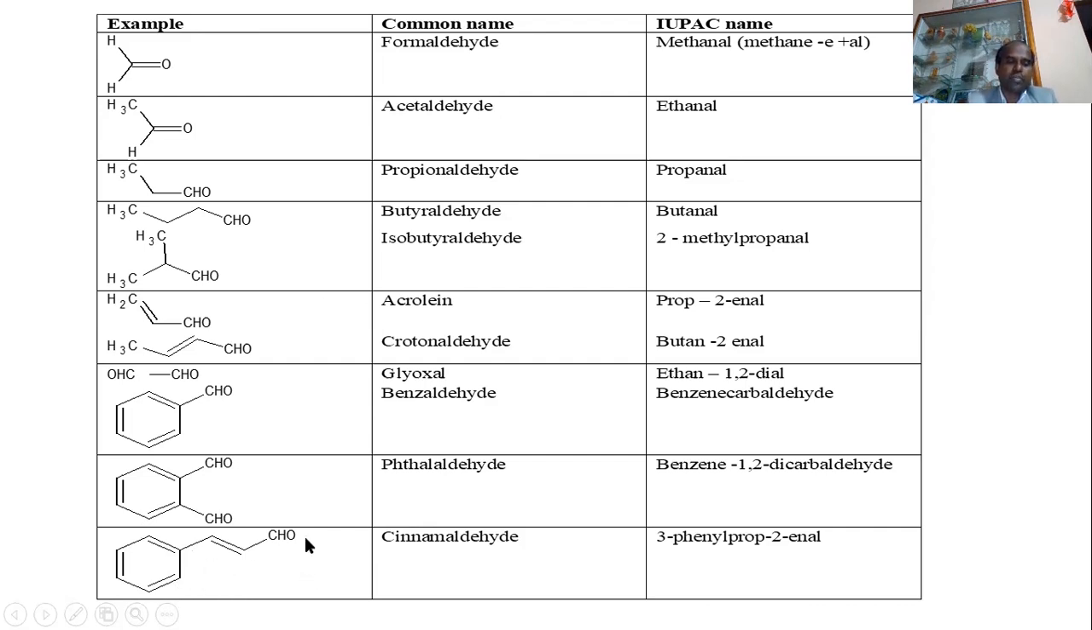So in this, the parent chain is 1, 2, 3. Okay, 3 means prop, and there is a double bond, and there is a substituent at third position. Name of the substituent is phenyl. So that means 3-phenyl is the substituent, 2-ene is the double bond, and propane. Okay, 3-phenyl, 2-ene, 1-al is the IUPAC name.